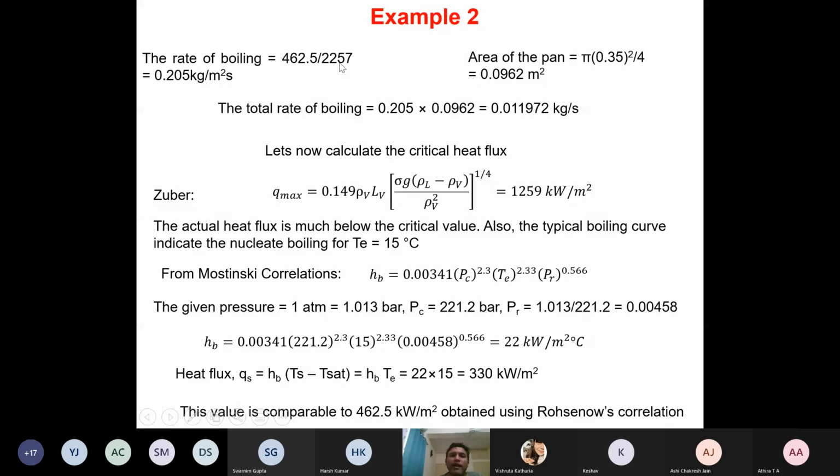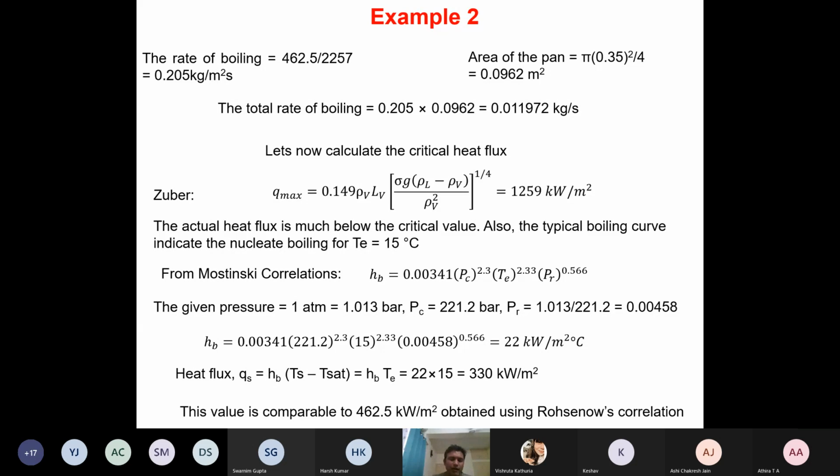So that is going to give me the rate of boiling, which is nothing but 0.205 kg per meter square second. Again, if I multiply this value by the area of the pan, which is pi d square by 4, that is 0.0962. If I multiply this with the rate of boiling, I get the total rate of boiling. So 0.205 into 0.0962 comes around 0.011972 kg per second. And this I can convert into kg per hour also.